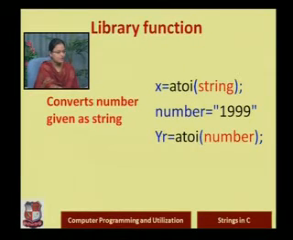You can observe here, number is a variable of type character array equal to 1999. When I want to make it a number 1999, then I have to use atoi, pass it as an argument to this function, and whatever result comes will be stored in the variable. I hope this function is useful to you all.